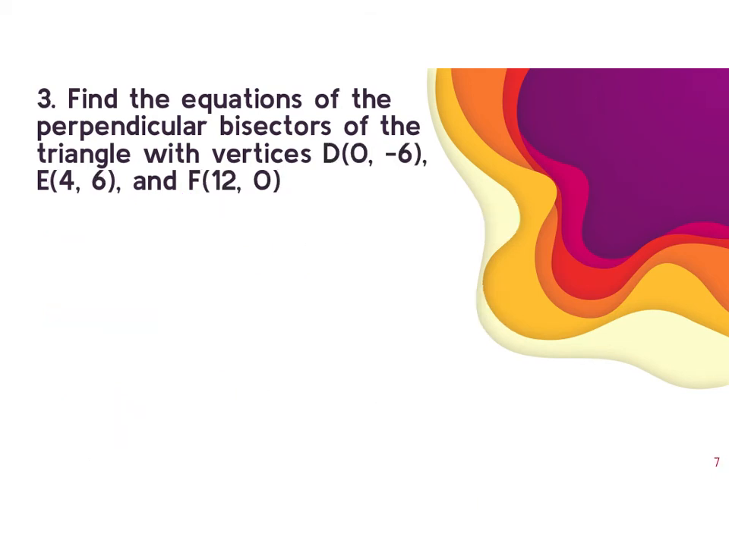All right, let's take a look at another example. Find the equation of the perpendicular bisectors of the triangle with vertices D, E, and F. So again here, to find our equations, we're going to need our slope, we're going to need our perpendicular slope, and we're going to need our midpoint. We're going to look at all three sides, DE, and then EF, and then DF. For each of these, we need the slope, the perpendicular slope, and the midpoint.